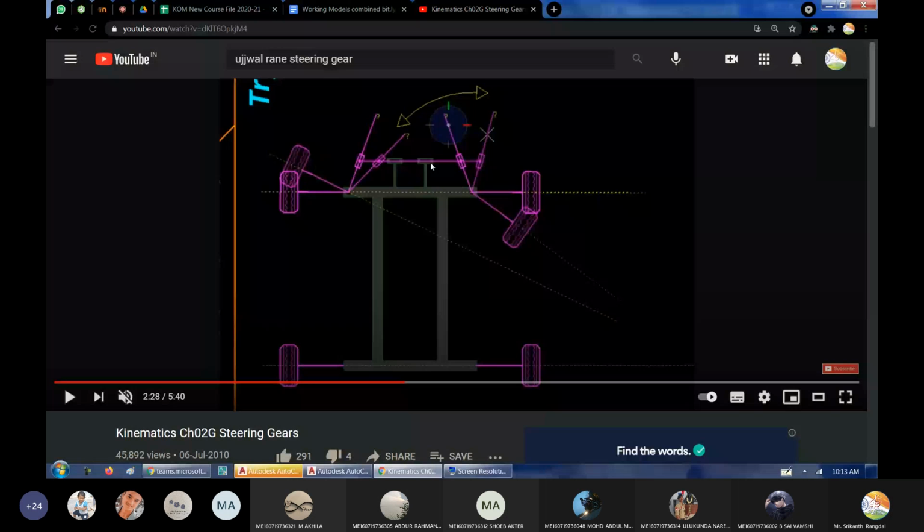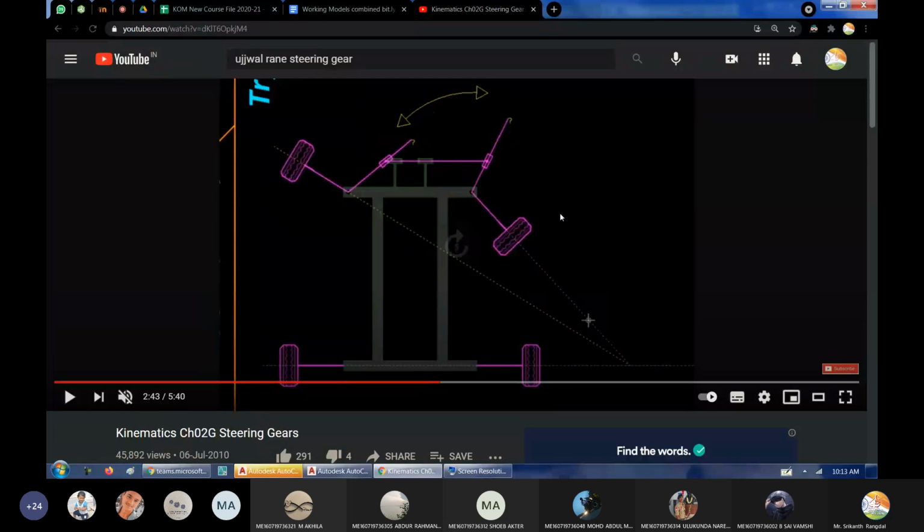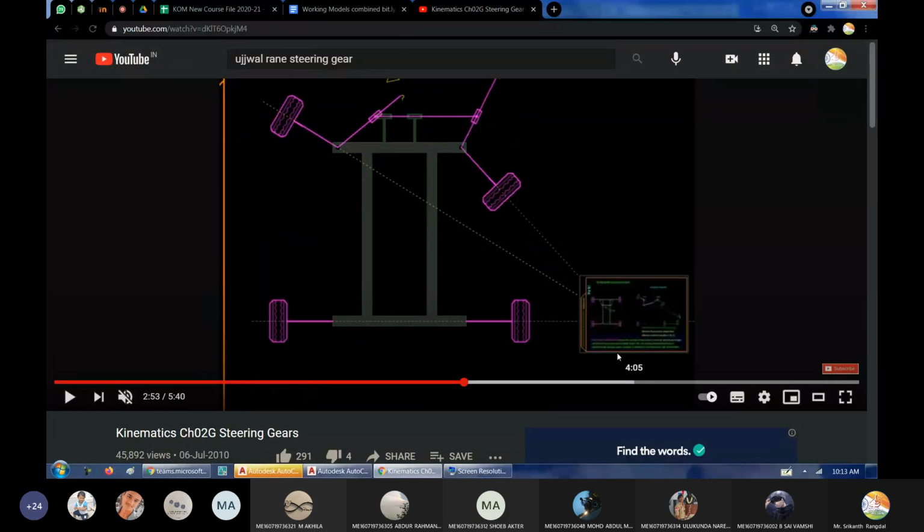And of course, this slider over here is again sliding on this particular link. So whatever angle is turned by this line over here, the same angle will be turned by the tires. And this is how the Davis steering mechanism works.